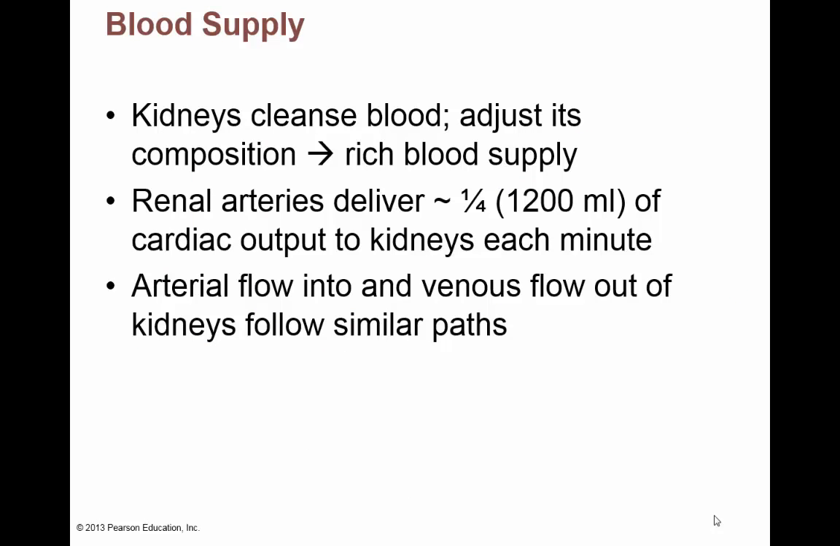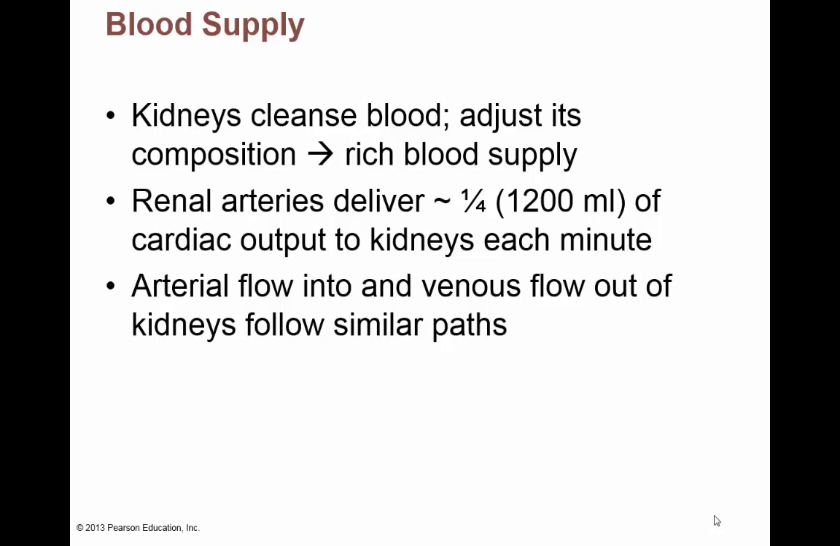Blood supply. Yes, the kidneys do filter a whole lot of blood. Since the kidneys cleanse the blood, obviously lots of blood has to go to the kidneys. Approximately, the renal arteries deliver a little over a liter, 1,200 milliliters of blood to the kidneys every minute. That's a lot of blood that has to go to the kidneys every minute to get filtered.